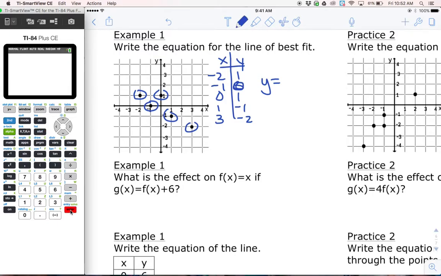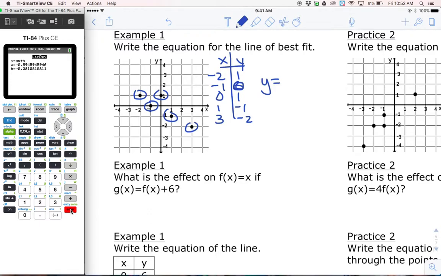So stat edit. Here we go. I'm going to clear this out. I've got negative 2 and negative 1 and 0 and 1 and 3. And on the right, I've got 1 and 0 and 1 and negative 1 and negative 2. All right, I got my scatter plot. Now I can go stat calc, option 4. And we've got our equation.